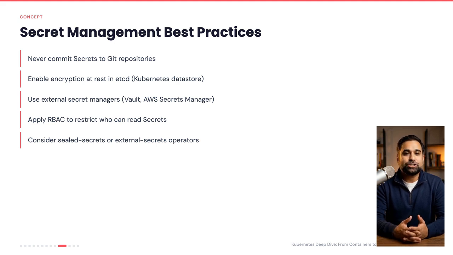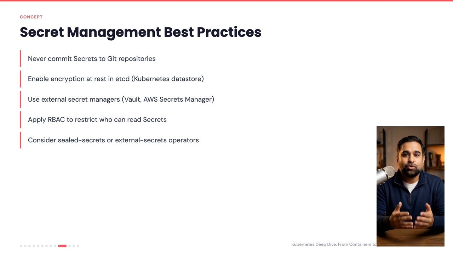Tools like Argo CD and Flux automatically sync these to the cluster when they change. For secrets, they use sealed secrets or external secrets operators. Sealed secrets encrypt the secret data before it goes into Git, and only the cluster can decrypt it. External secrets operators sync secrets from external stores into Kubernetes.